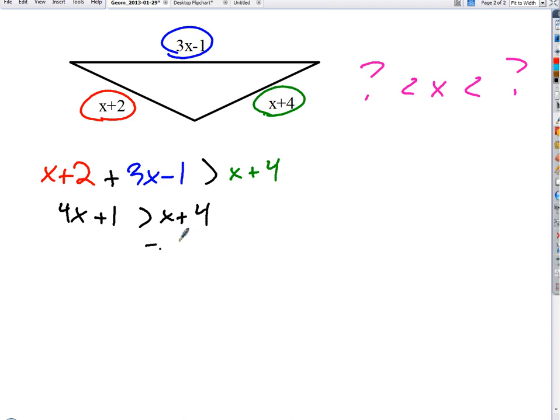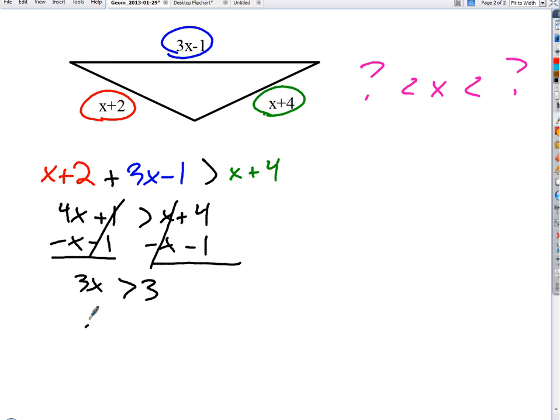So we'll subtract x from both sides of the inequality, and I'll push the numbers the other way, right? So I'll subtract 1. And I get 3x is greater than 3. So therefore, what's the last step? Okay, divide by 3, so then I would just get x is greater than 1. Make sense? Okay, so there's one result. That's the result I got from this case.